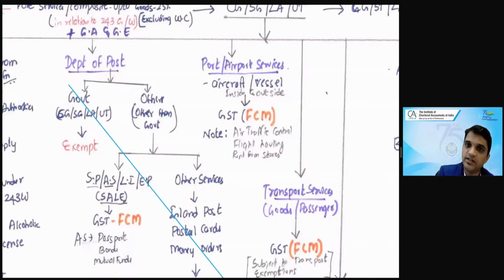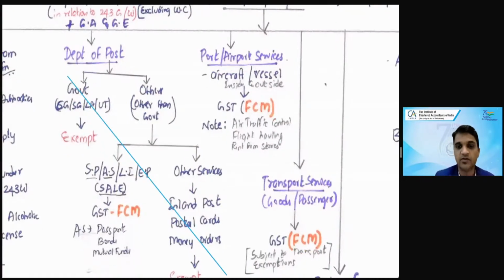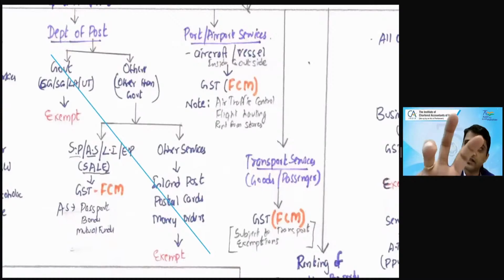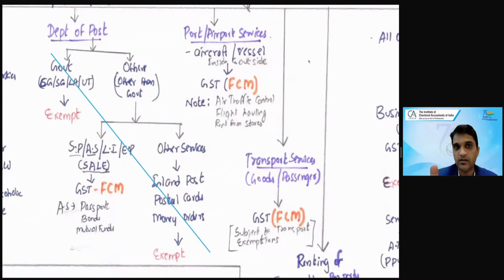Now, all of that is provision of services by the government. This is also services provided by the government that is also taxable under forward charge mechanism. So here you may have a confusion why I've written FCM and RCM, because some government services come under reverse charge, some government services come under forward charge. When I write FCM, it means the government itself will collect the GST. So air traffic control, flight hauling, rent from stores, all of these are the services provided by the government in terms of port and airport services. GST will be collected by them itself and paid to the GST department. Okay. So that is port airport services.